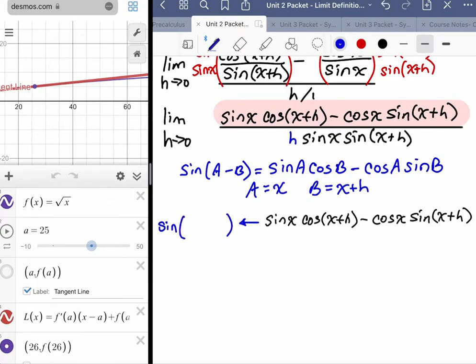Okay, so sine of a minus b, so x minus x plus h. But that x plus h has to go in parentheses, because you're subtracting that entire expression. So that gives us the sine of negative h when you simplify it all down. That was a point of concern yesterday. Sine of negative h is the same as saying negative sine of h. That's because sine is an odd function.